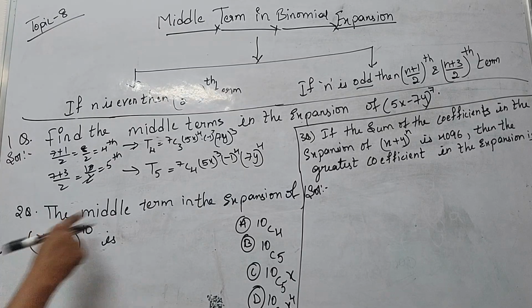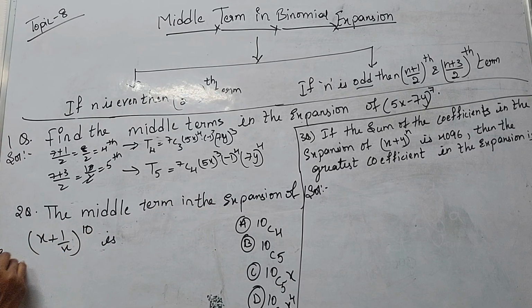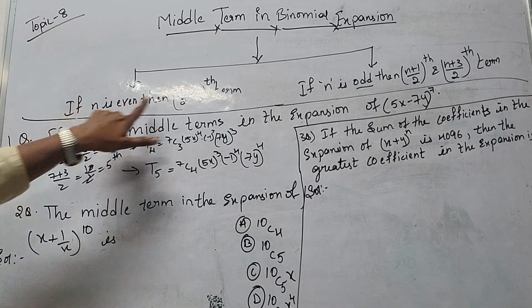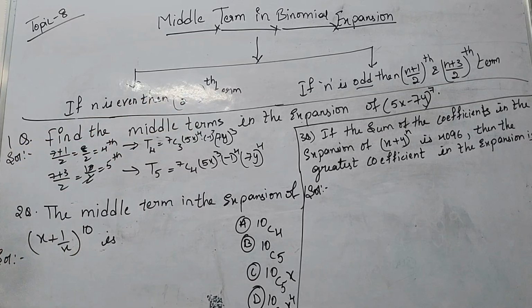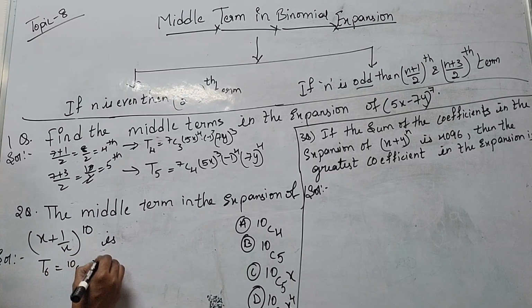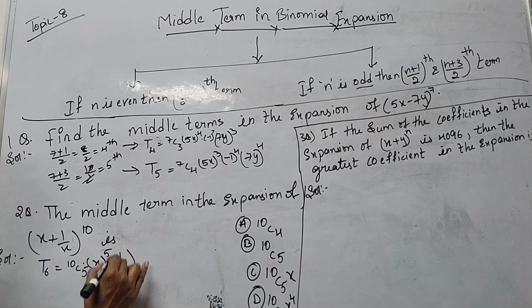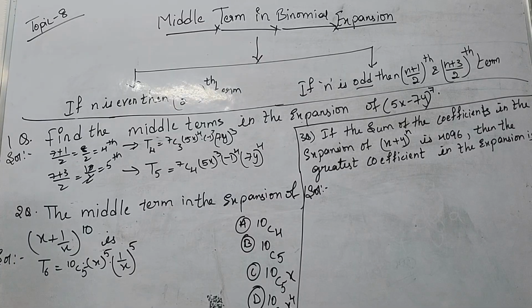And this one, the second question, is the middle term in the expansion. They're asking us to find the middle term. When it is an even number, you take n by 2 plus 1. So 10 by 2 is 5, plus 1 is the sixth term. So T6 you're going to find. n is 10, so 10C5 x^5 times (1/x)^5. The powers cancel, so 10C5 is your answer. So option B is your answer here.